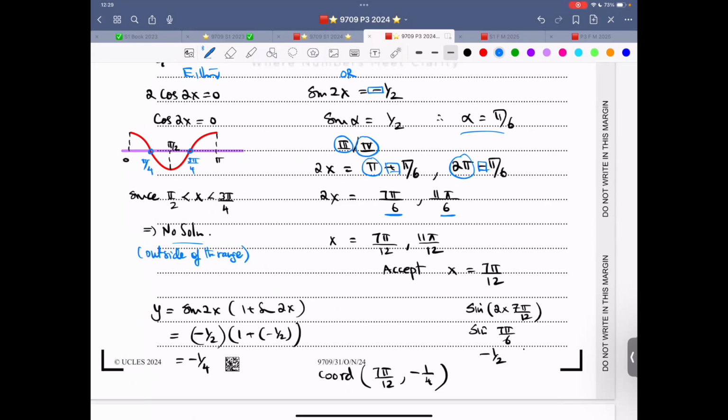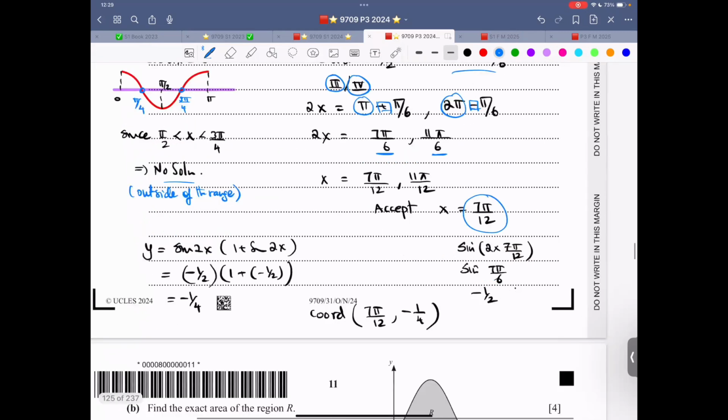So this answer is within the range, that is 7 pi by 12. So this is within range. And you can, of course, use a calculator, and you can also work in degrees, if you have difficulty thinking about it. So accept x is equal to this.